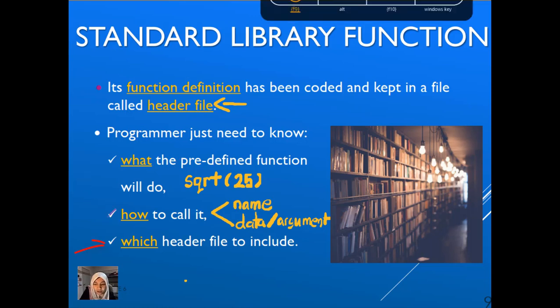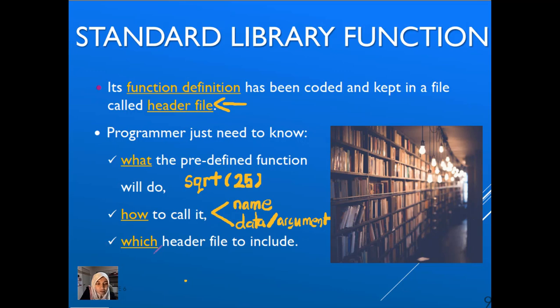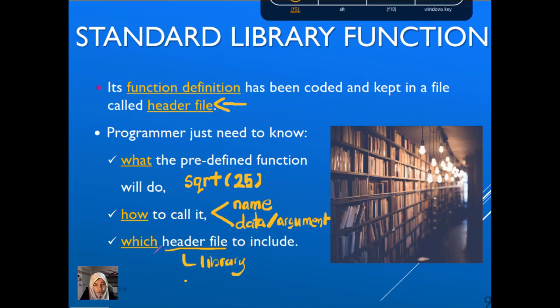The last one, you need to know which header file to include in your program. Header file means the name of the library that has the definition of your function. You can imagine that using a standard library function is like borrowing a book from a library. To borrow a book, you need to know which library has the book. So to use a function, you need to know which library has the definition of your function.